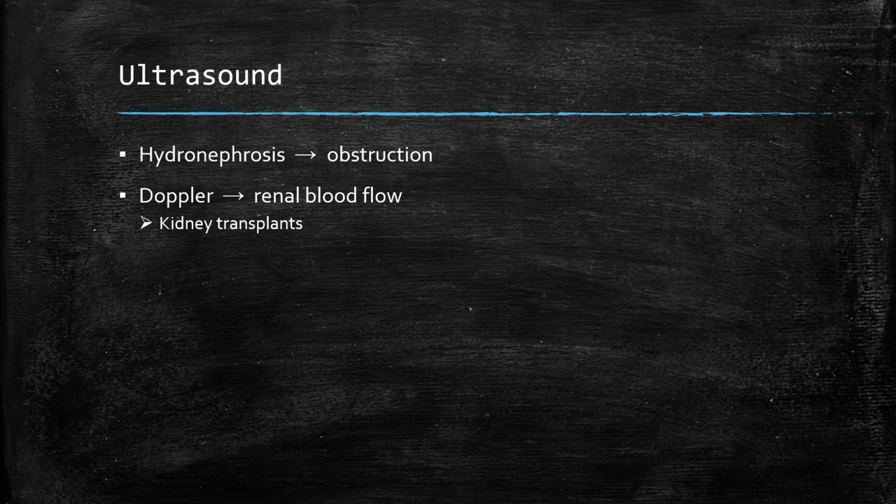Doppler ultrasound is also useful for detecting renal blood flow. This is particularly valuable in post-op kidney transplants, especially if the kidney's not working when they come back from the operating room. The Doppler can assess whether your arterial or venous anastomoses are patent and functional.